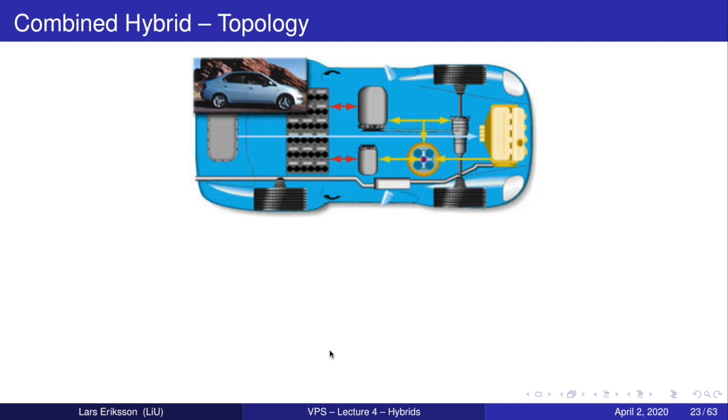The combined hybrid, the role model for that one is the original Toyota Prius vehicle, where we have the fuel tank, we have the combustion engine, and the combustion engine acts on a planetary gear. And then we have a generator that can charge the battery, and then we have an electric machine that can be used to drive the vehicle forward, and they are sitting at different connections here on the planetary gear set.